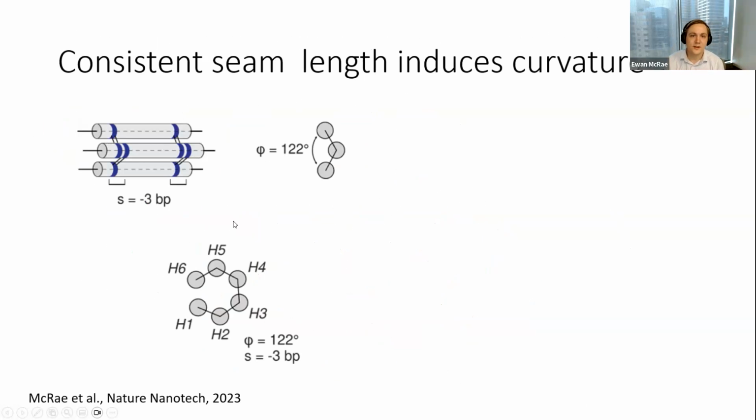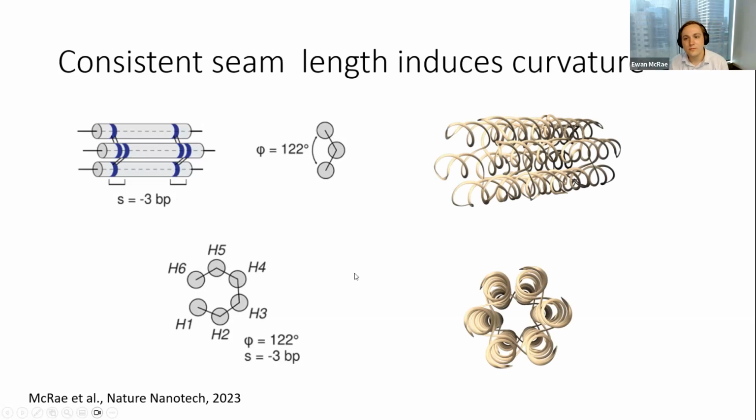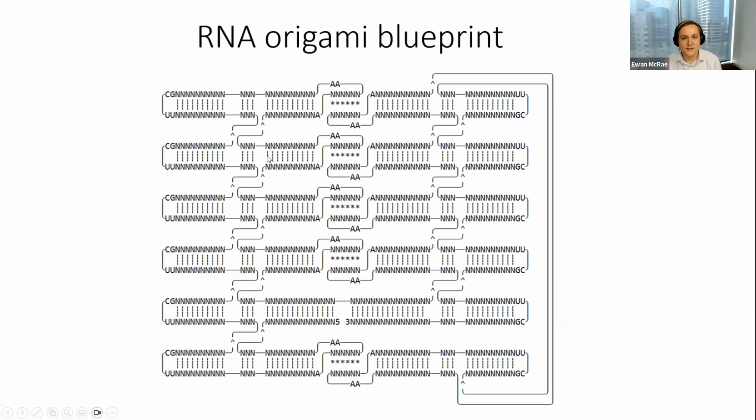And so if we introduce a consistent seam length between these crossovers, we can get presumably a consistent curvature. And with 3 base pairs, we predict we'll get about 122 degrees of curvature. And if we repeat this 6 times, we should be able to form something like a nice hexagon. And so this is what we designed. And we created this base pairing blueprint for this design. I'll just walk you through some of the choices we made.